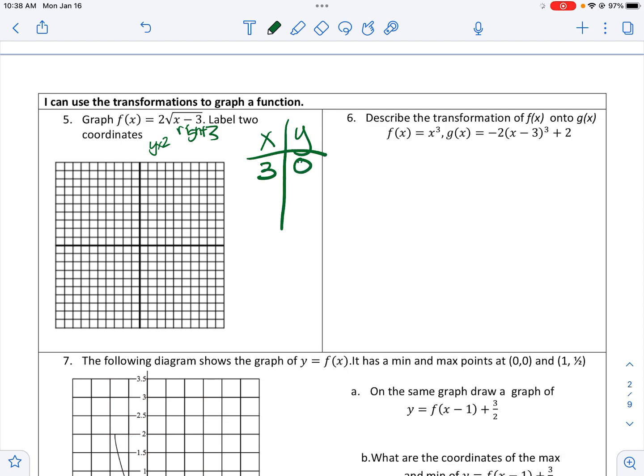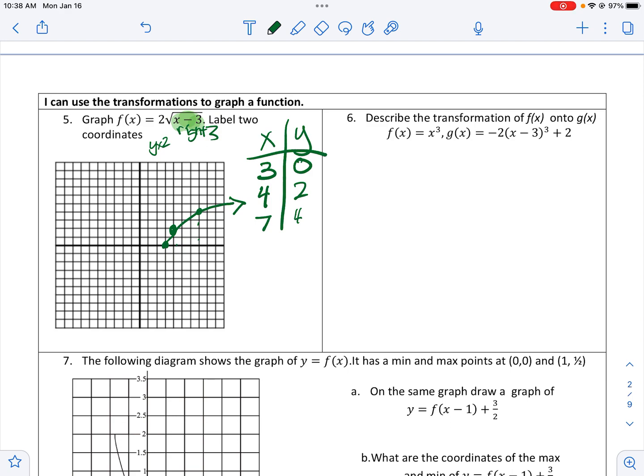So I know 1, 2, 3. And what if I put in a 4? 4 minus 3 is 1. Square root of 1 is 1 times 2 is 2. So 4, 2. If I did a 5, you can't take a nice square root of that. So what's another number under here that I could take a square root of? It would be 4. But to be 4, x would have to be 7. So 7 minus 3 is 4. Square root of 4 is 2. 2 times 2 is 4. So this was 4, 5, 6, 7, 1, 2, 3, 4. And we have our graph.